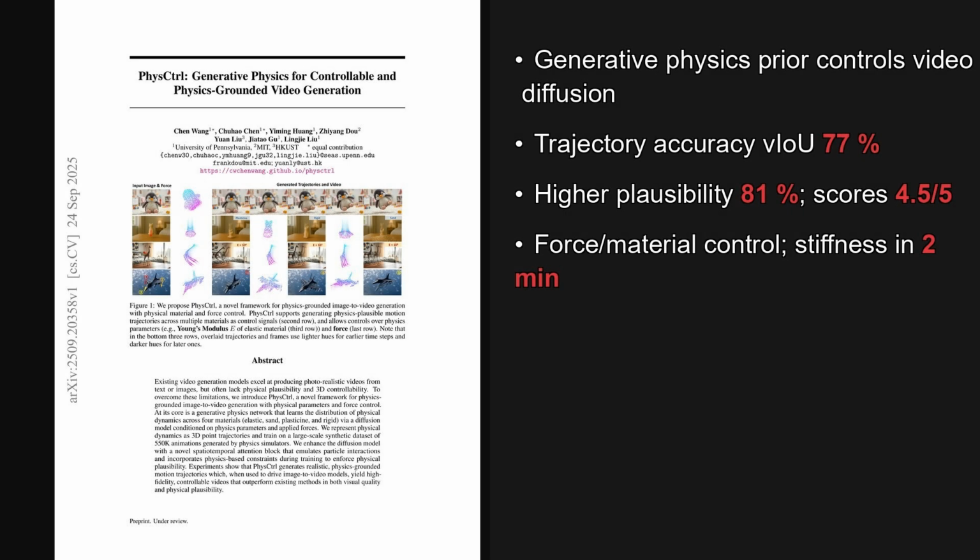Wrapping up, 2 takeaways stand out. Learning a generative physics prior over 3D trajectories gives precise force and material control, and the spatiotemporal attention plus physics losses make motions both realistic and robust. The broader implication is faster, simulator-free video control that could power creative tools and lightweight parameter estimation.